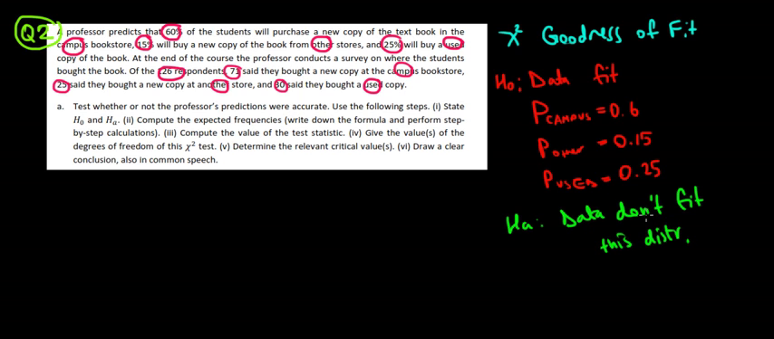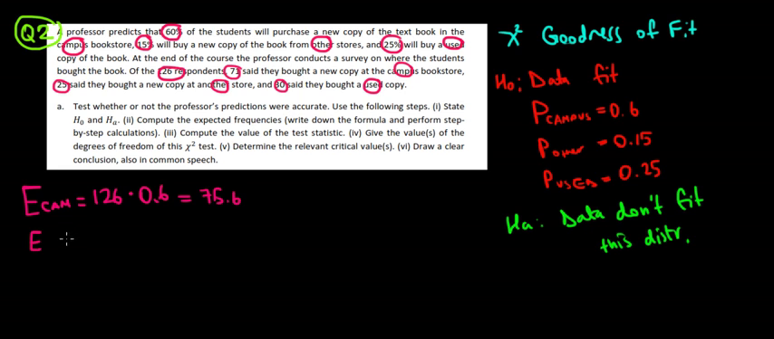Now, how do we test it? Well, we compare our expected proportion with the actual proportion, our expected value with the actual value. So let's find out the expected value for students that buy it from the campus. That's going to be 126 observations times 60%. So 60% out of 126 would be, in expectation, 75.6.